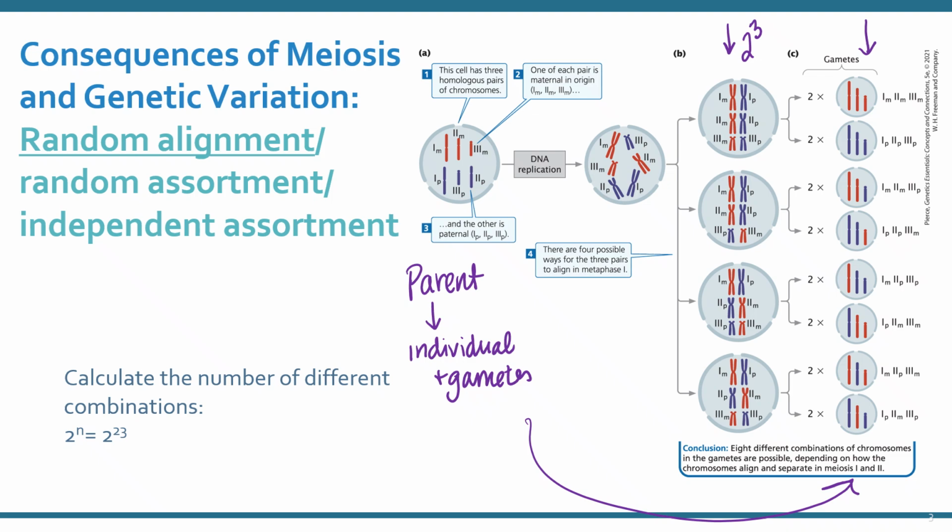If option 1 happens, these are your outcomes. Option 2, these are your outcomes. So you can see no matter which way they line up, they're all going to be a little bit different. And then also keep in mind that we have crossing over as well.